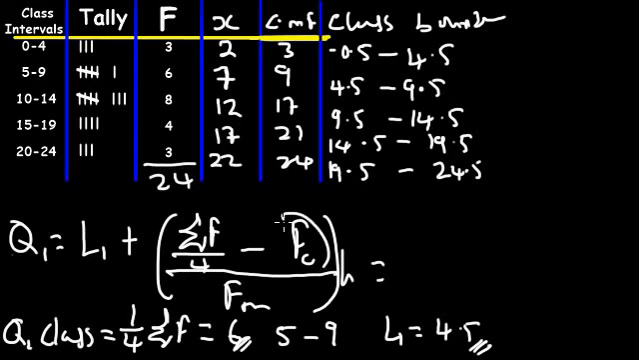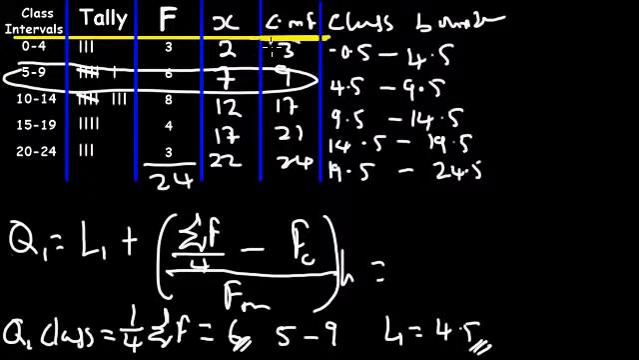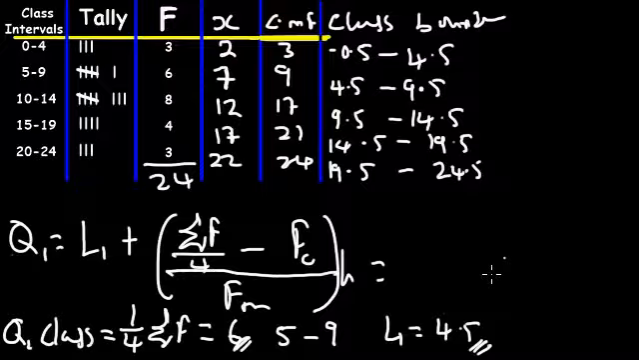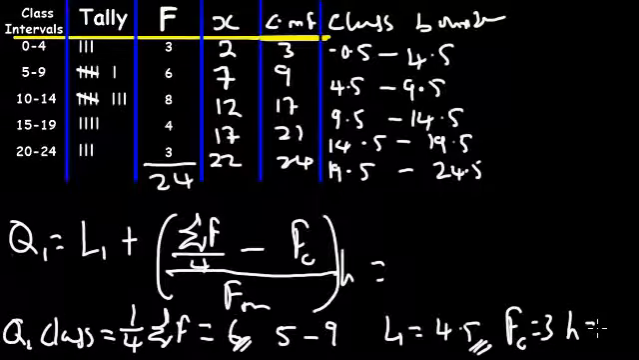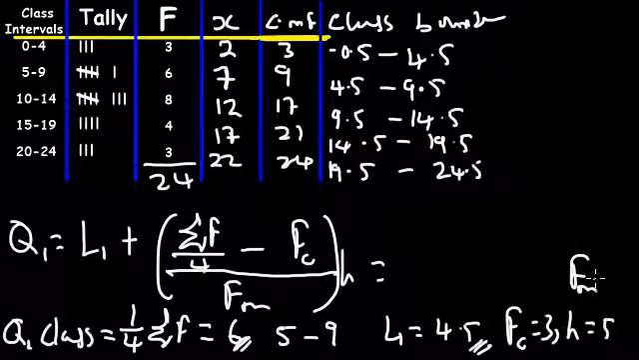And what about F sub C? The cumulative frequency below the Q1 class. This is the Q1 class. The cumulative frequency below it is 3. So therefore, F sub C is equal to 3. Class height, we got that earlier to be 5. H is equal to 5. Now finally is F sub M, the frequency of the Q1 class. So this is the Q1 class and this is its frequency. That's simply 6. So F sub M is simply 6.